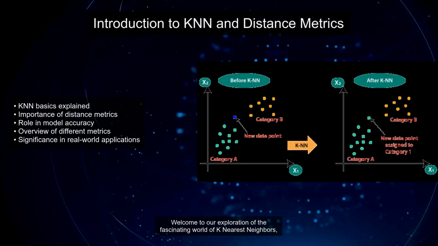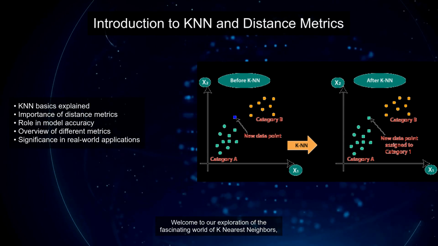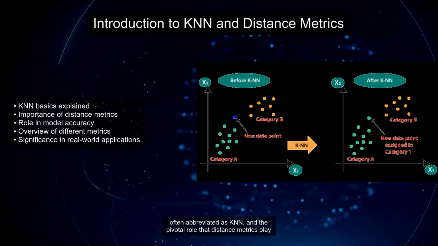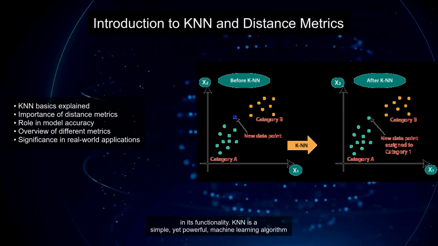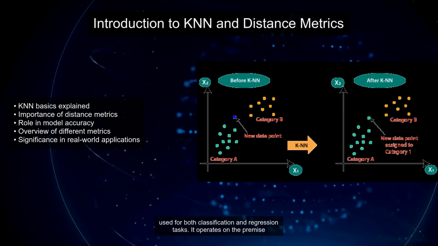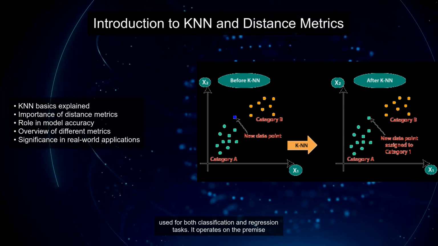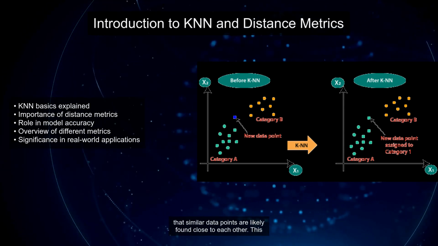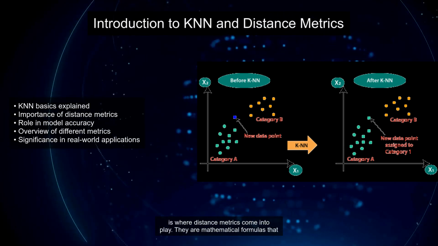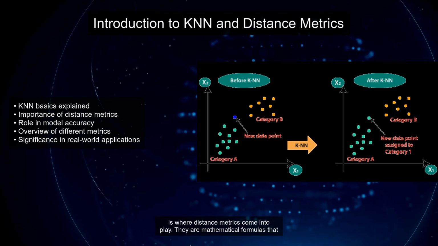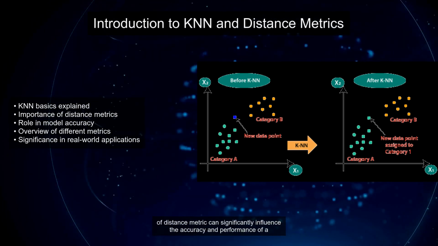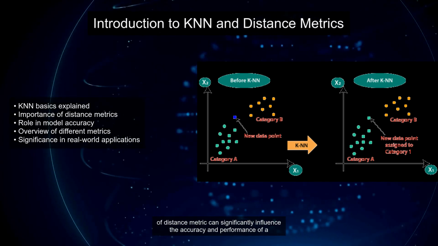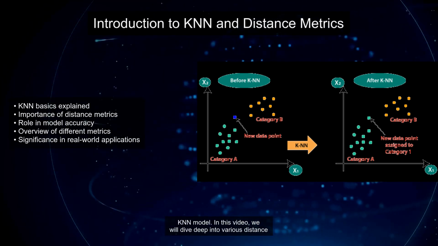Welcome to our exploration of the fascinating world of k-nearest neighbors, often abbreviated as KNN, and the pivotal role that distance metrics play in its functionality. KNN is a simple, yet powerful, machine learning algorithm used for both classification and regression tasks. It operates on the premise that similar data points are likely found close to each other. This is where distance metrics come into play. They are mathematical formulas that measure the similarity or dissimilarity between two or more objects. The choice of distance metric can significantly influence the accuracy and performance of a KNN model.